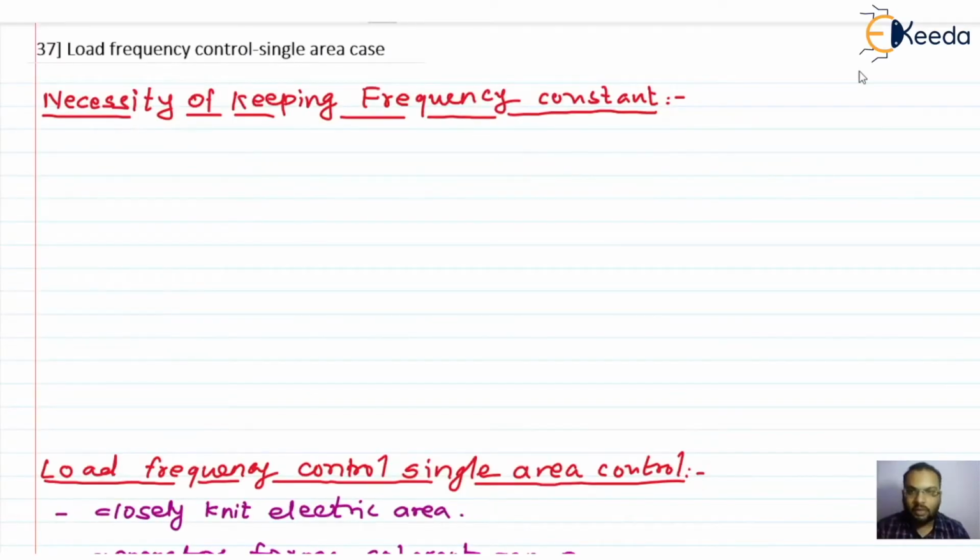So friends, in our previous lecture we have discussed the automatic generation and voltage control. In that we have seen how we control the output of the generator in terms of voltage and frequency. Because on the output side of the generator, we need to maintain the voltage level and the frequency. The voltage level we can maintain with the help of the excitation controller, and for frequency control we are using the steam valve setting. That we have discussed in the previous lecture.